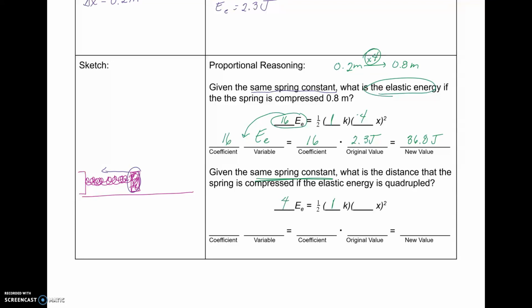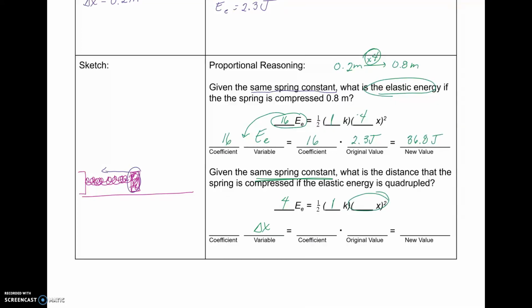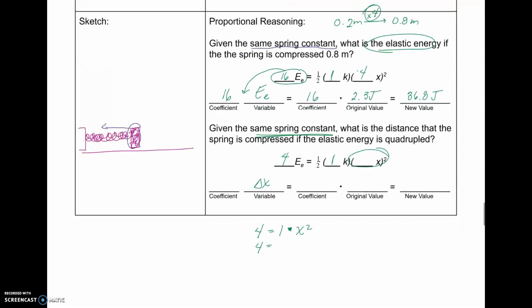So we're going to quadruple this, and now we don't know what this is, so it's going to go here. Our problem is 4 times something. 4 is equal to 1 times something squared. So we can get rid of the 1, so it's just really 4 is equal to x squared. We're going to square root both sides. The square root of 4 is 2, so 2 is equal to x.